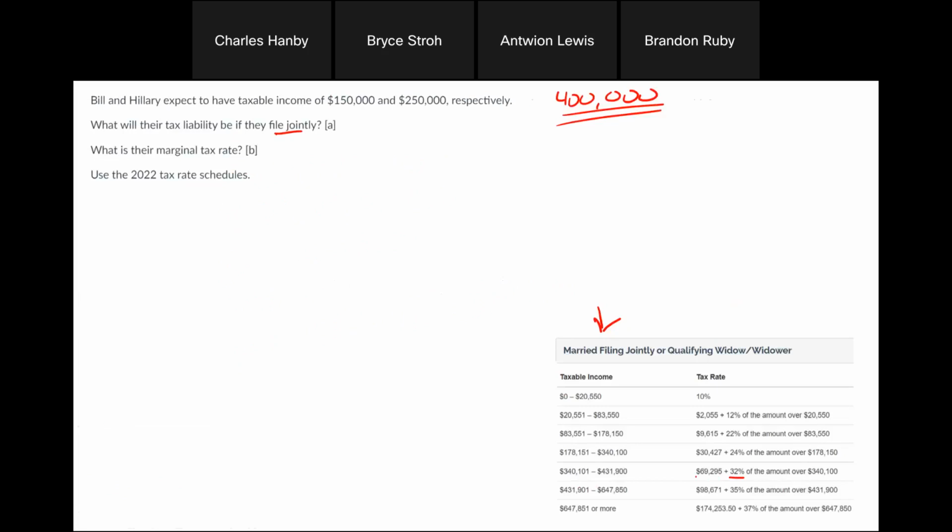So they're going to owe $69,295 plus 32% of the amount over $340,100. So there, I'll abbreviate, tax liability is $69,295 plus 0.32 times 400,000 minus 340,100. So this number right here.